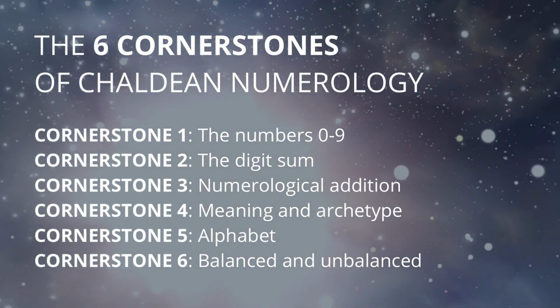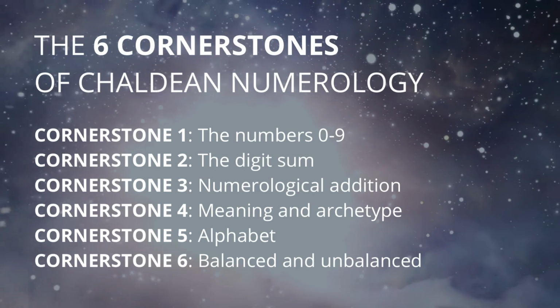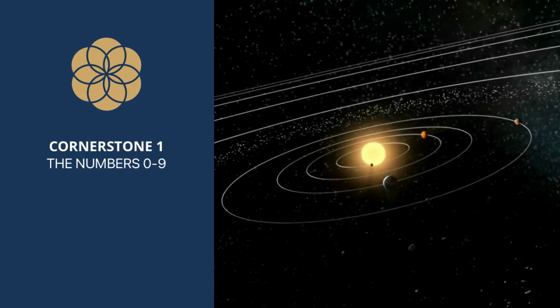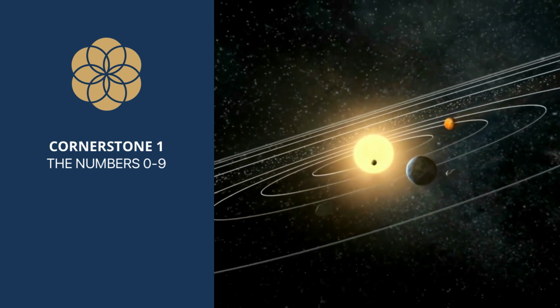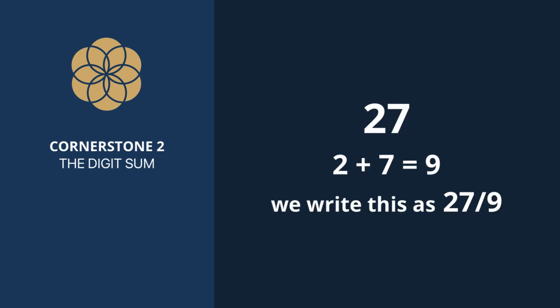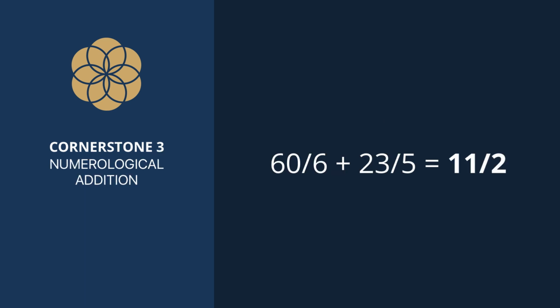We also talked about the 6 cornerstones in Chaldean Numerology. In Cornerstone 1, we told you about the numbers 0 to 9, the fundamental building blocks in numerology. In Cornerstone 2, we told you about the digit sum, which is the number's fundamental archetype. In Cornerstone 3, we showed you numerological addition, and you hopefully understood that in numerological addition, you add the digit sums and not the numbers themselves.